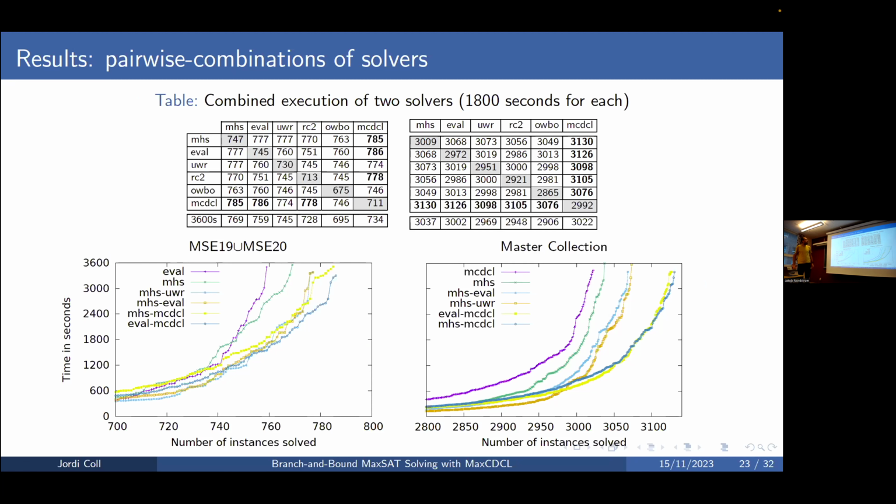We do this combination with all these state-of-the-art solvers. And we can see in this data set, but also especially in this one, I don't know if you can see properly, but basically in this data set, the best combinations always contain MaxCDCL. So it's really, really complementary to the state of the art. That's the point of the result.